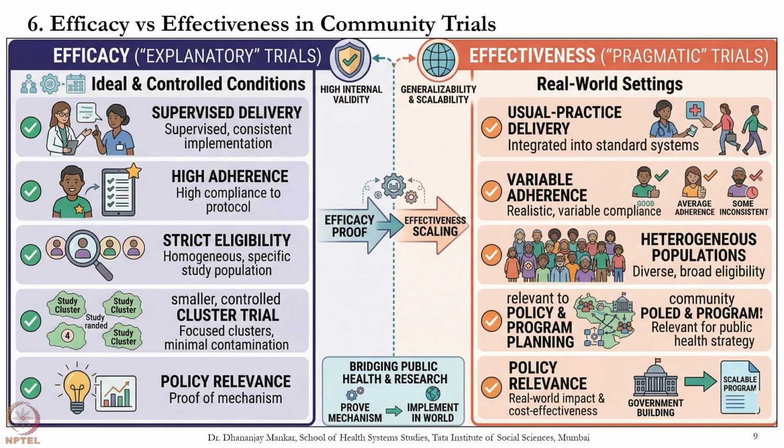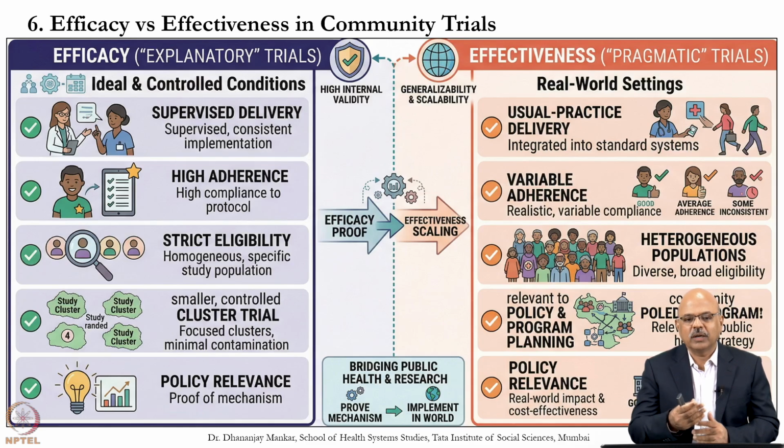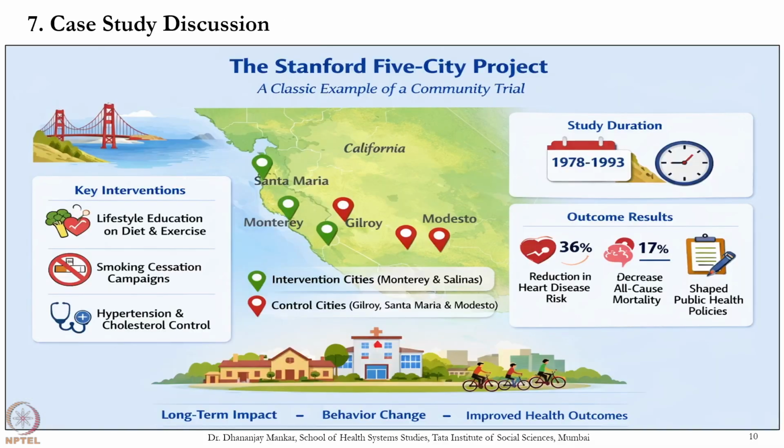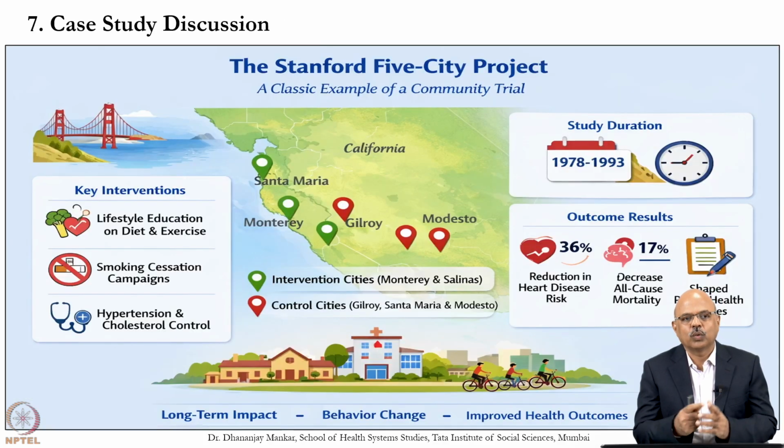So at the community level, it is pulled up to programs which are relevant for public health strategy. Policy relevance comes with real world impact and cost effectiveness. We can say efficacy versus effectiveness in community trials bridges public health research and interventions. So do we say it is a proven mechanism versus an implemented world? It gives us an institutional level and a scalable program to take ahead. So we'll now finally come to some very important case discussion.